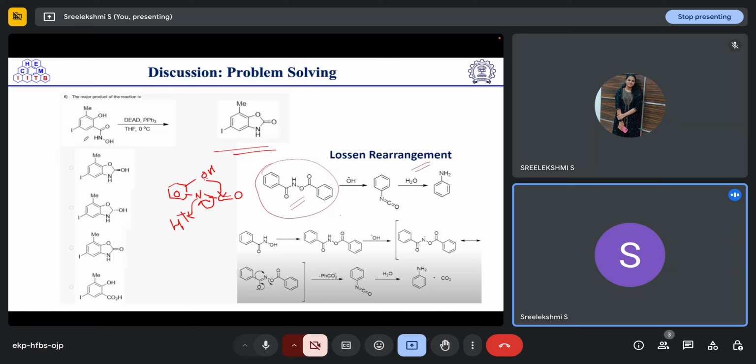So the mechanism is given here. OH minus, this will get protonated, and a water molecule will be leaving out. Then a minus charge will be there, that will come over here. This group will migrate over there to form the corresponding isocyanate, and then instead of hydrolysis, this OH minus is attacking over that carbonyl carbon, and we are getting this product.